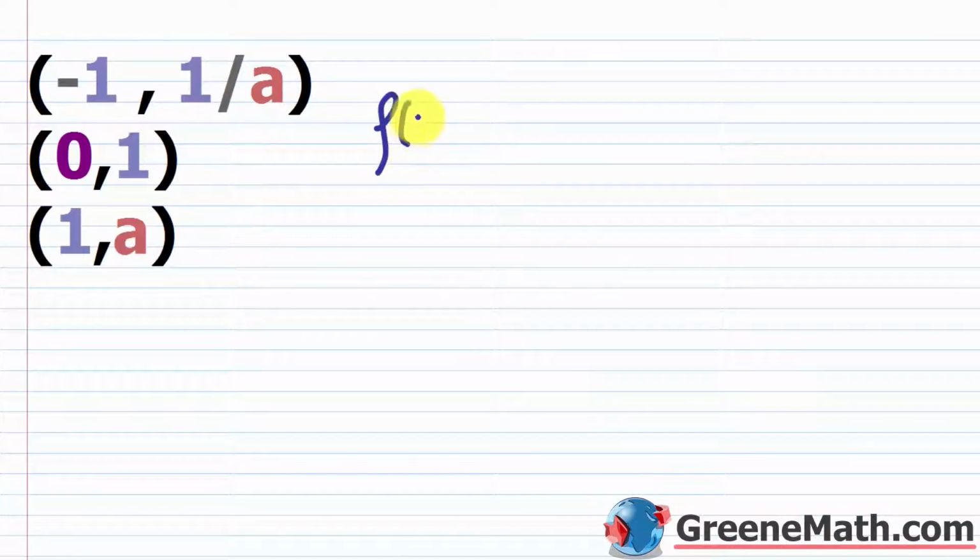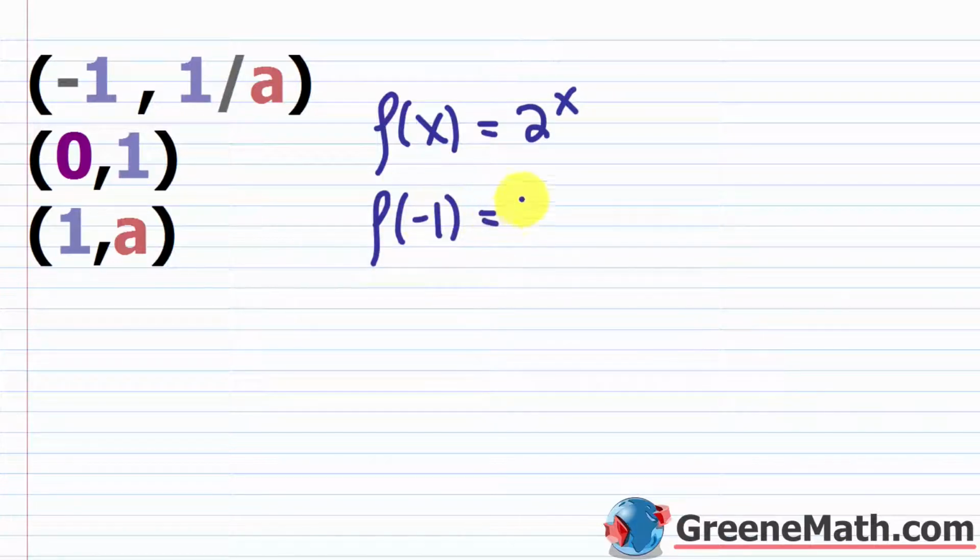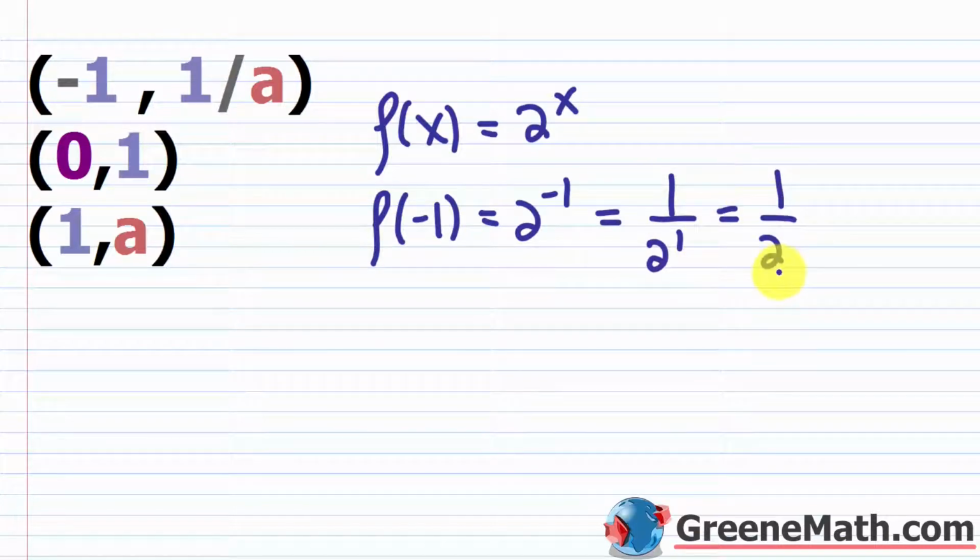Let's say you had something like f(x) = 2^x, a very common example. Well, if I plugged in a -1 for x, f(-1) here would be 2^(-1), which is 1 over 2^1, which is just 1/2. And this is always going to be true, again, as long as a is greater than 0 and not equal to 1.